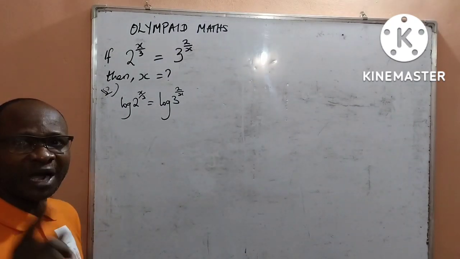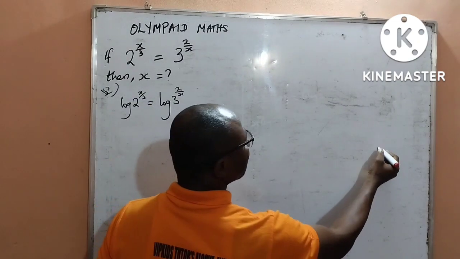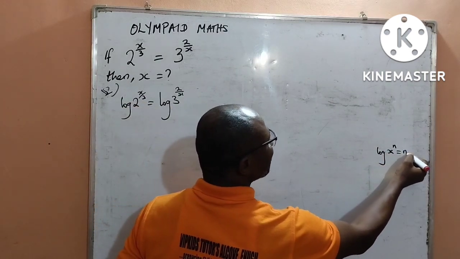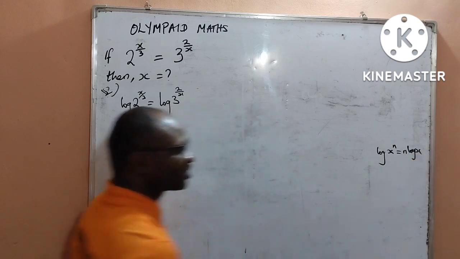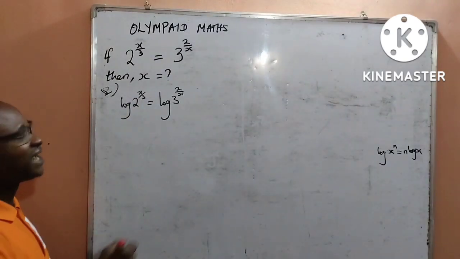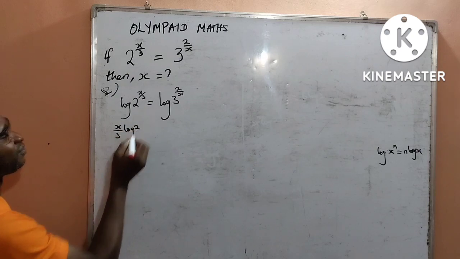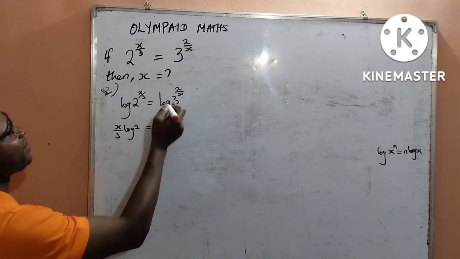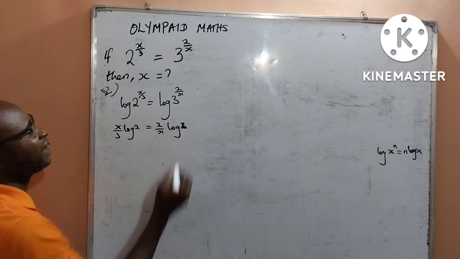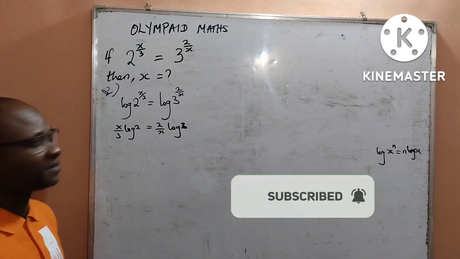The next thing I will do is to apply the power law of logarithms, where it says that if we are given the log of x raised to the power n, it is equal to n log x. So we apply this law, meaning that the power will now come to the front. See how it will look now. The power becomes x all over 3, then the log of 2 equals 2 all over x, the log of 3. I have now applied the power law in logarithms.